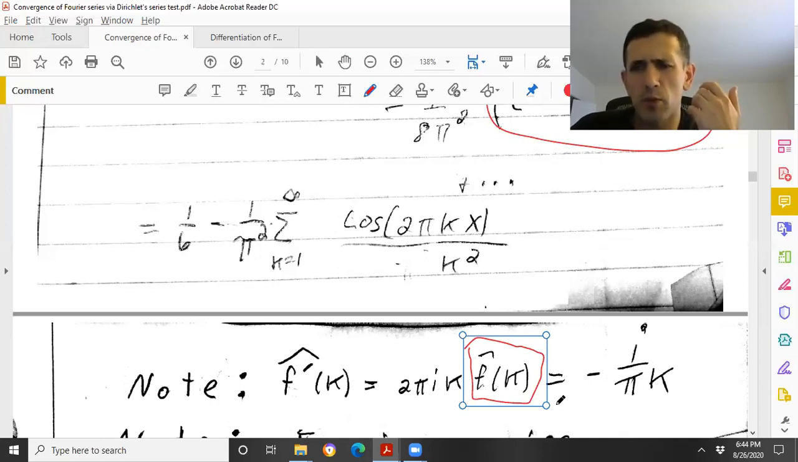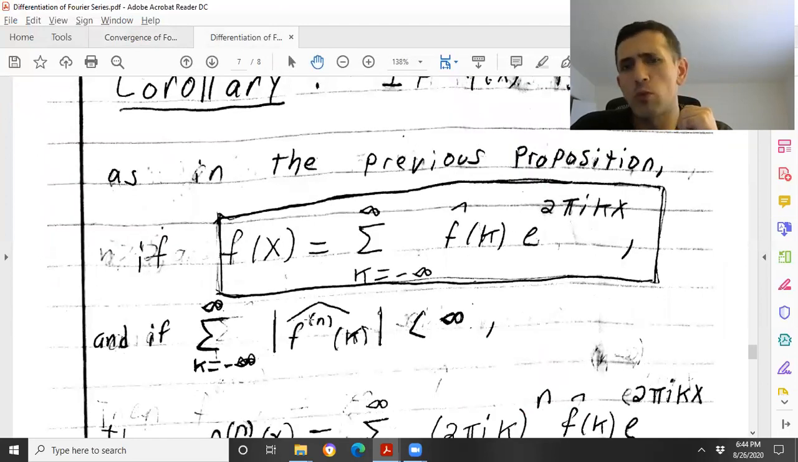Yeah, I should say this is when k is not equal to 0. When k equals 0, the Fourier coefficient of the derivative is 0. But anyway, this is not enough decay for this sum to converge when n equals 1, because this sum is basically the sum from k equals 1 to infinity of 1 over k, and we know that diverges, that blows up to infinity.